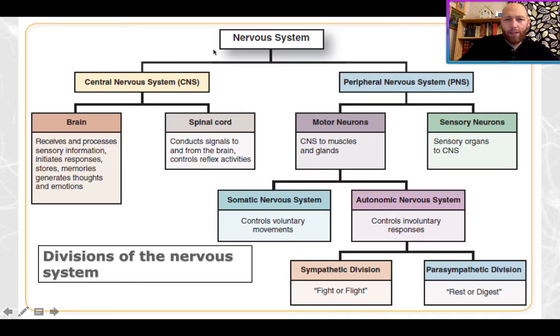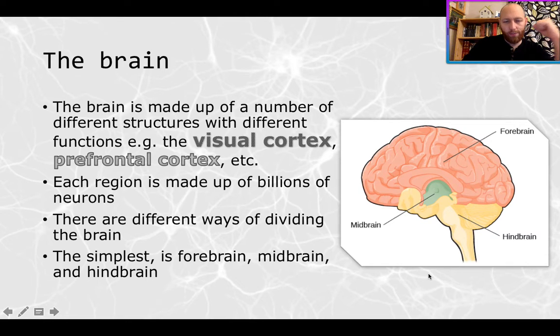The two main divisions of the nervous system are the central and the peripheral. Peripheral means on the outside. The central nervous system consists of the brain and spinal cord. The peripheral nervous system consists of the motor neurons, the sensory neurons, and the somatic and autonomic divisions. The autonomic division, which is about fight or flight, consists of the system that engages it and one that calms it down. We'll look at each of these in turn.